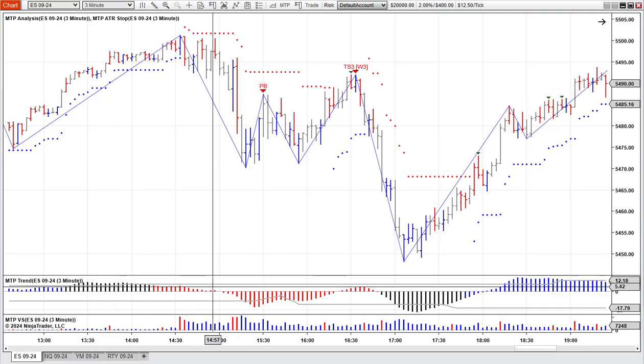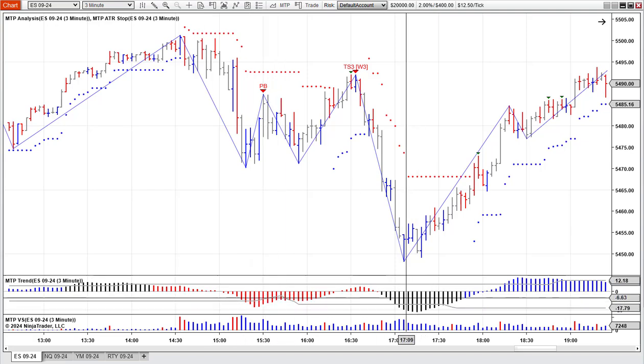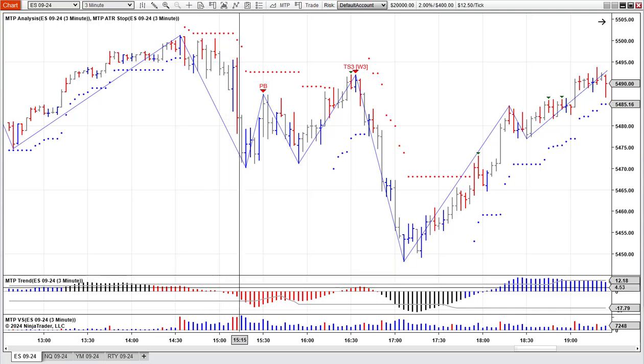We do have a trend indicator at the bottom here, our MTP trend, which is red for down, black for in the process of making a reversal, and blue for up. But we don't tend to use this first and foremost. This is just something to help us once we've looked at our DPs on the higher time frame.